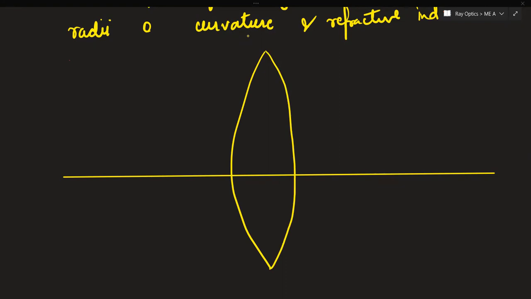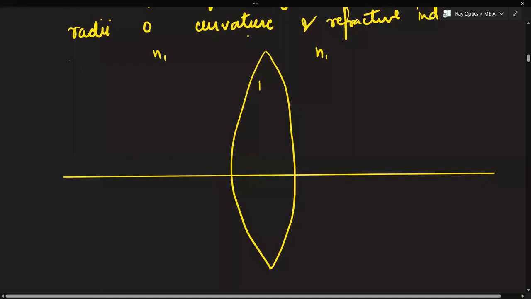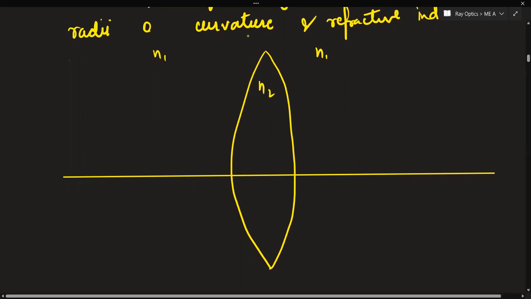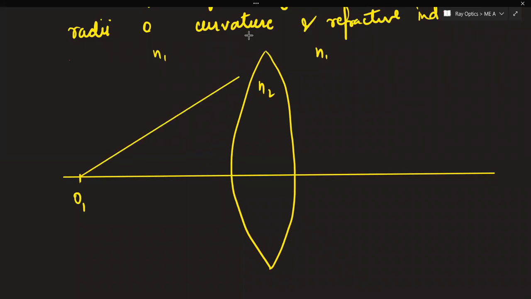See class, the lens maker formula basically connects refractive indices. Let's say this outer part is N1, this is N2, with object distance, image distance, and the radius of curvatures. It was actually the formula for the focus, and power is also calculated using this only. Now see, let's say O1 is the object, so rays are going and striking this surface.